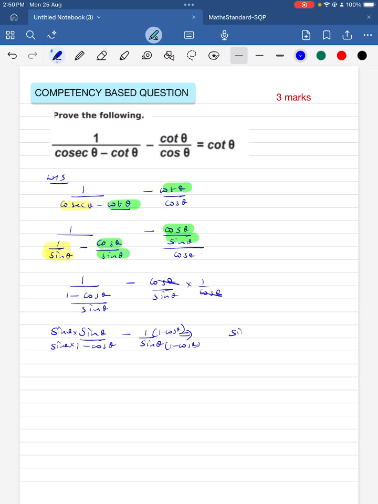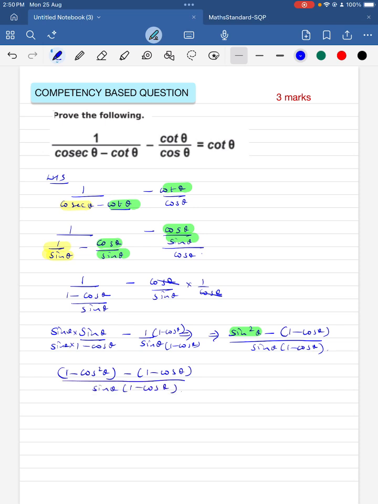So I would get sin squared theta minus 1 minus cos theta, divided by sin theta times 1 minus cos theta, which is the common denominator. Now I can replace this sin squared theta here. Only the sin squared theta I am replacing with 1 minus cos squared theta. That minus 1 minus cos theta divided by sin theta times 1 minus cos theta.